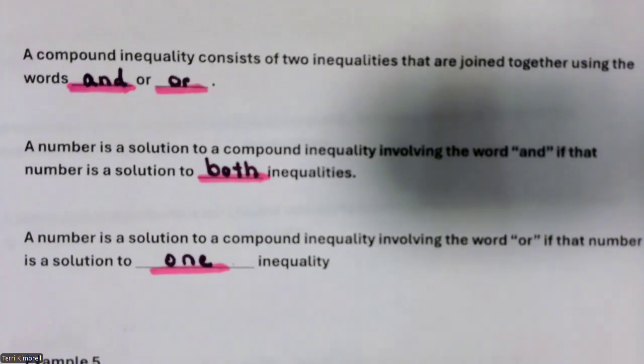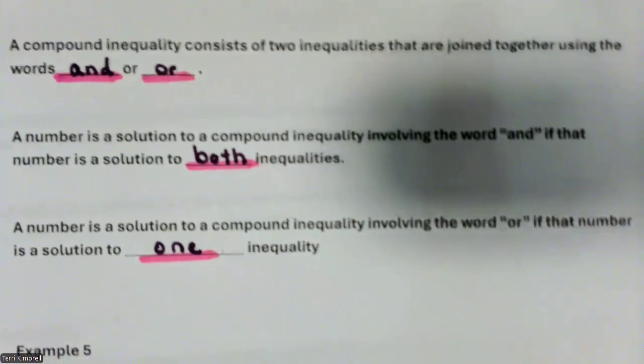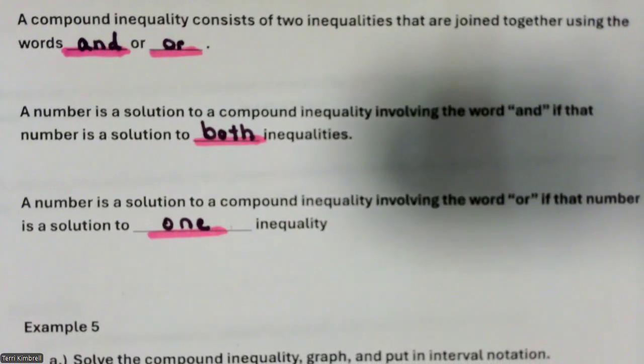So a compound inequality is like a compound sentence. You're going to have two inequalities that are joined together using the words "and" or "or." A number is a solution to a compound inequality involving the word "and" if that number is a solution to both. That's why the overlap. It would have to be in common with both when you're using "and." A number is a solution to a compound inequality involving the word "or" if that number is a solution to just one inequality.